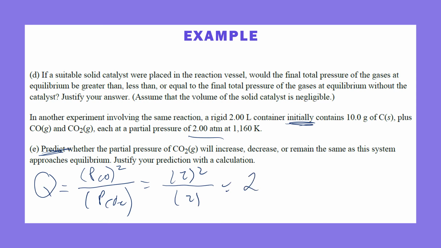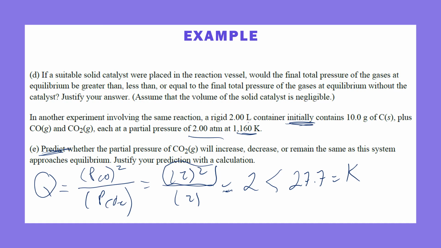That Q is smaller than the 27.7 that we found for K. Because it's at the same temperature, we know that K is the same. So Q is too small, right? It's much too small. It needs to become larger and larger in order to reach equilibrium. That means I need to make more and more products to make the Q value get large enough.